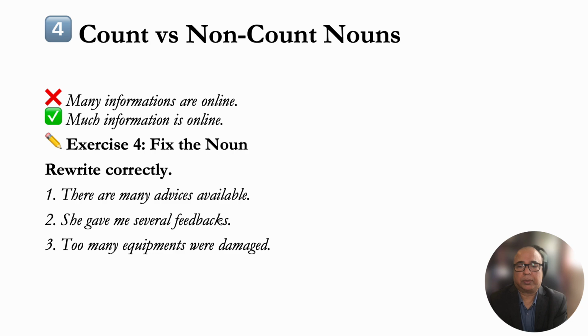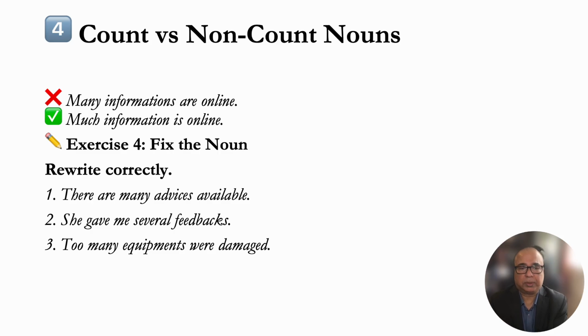Great. Count versus non-count nouns. I just mentioned, right, that honesty cannot be counted, nor can love. So you can't say, like, I'll give you 3 loves. You just say, I love you. All right, many informations are online. Much information is online. Information is a non-count noun. You cannot count it. Like milk cannot be counted. Bottles can be counted. So we don't say milks.